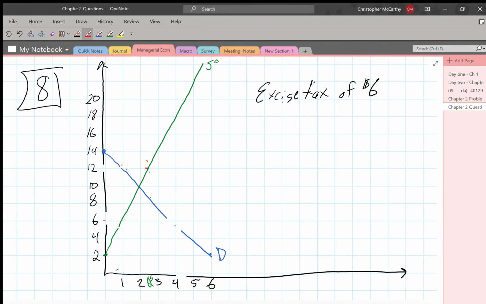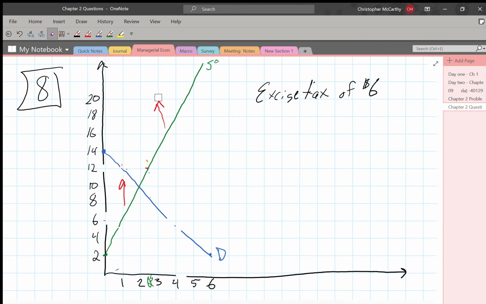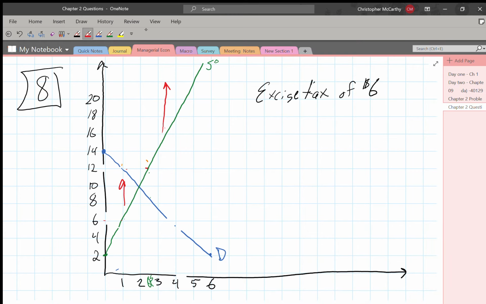So the excise tax is going to shift the supply curve upwards by exactly 3 of these squares, because each one of these squares, when we go vertically, is 2, and the excise tax is 6. So it's going to shift the supply curve exactly 3 squares northwards.